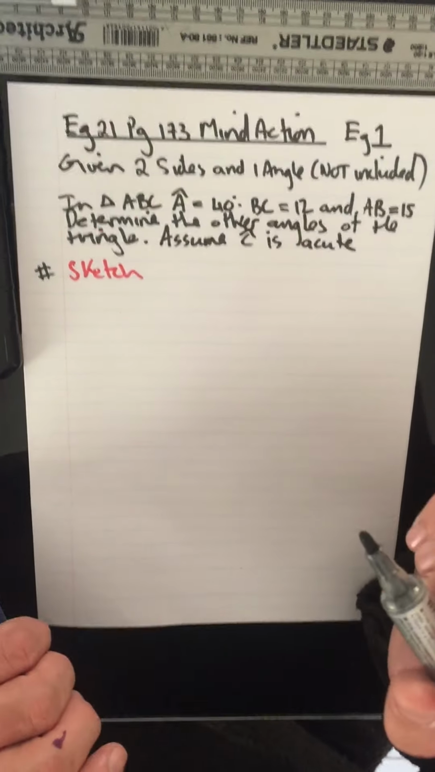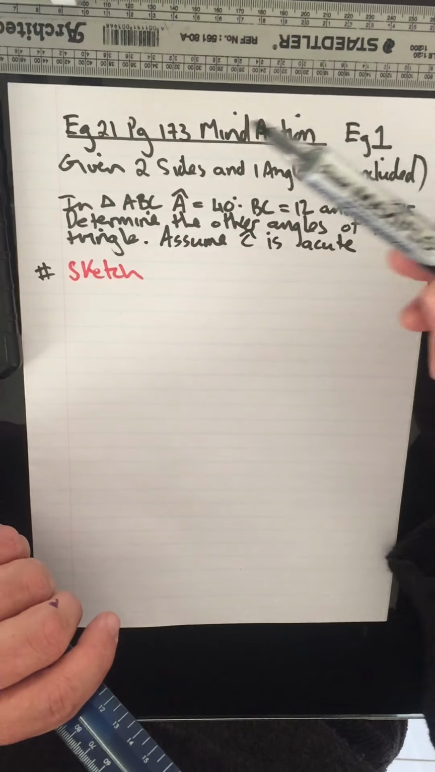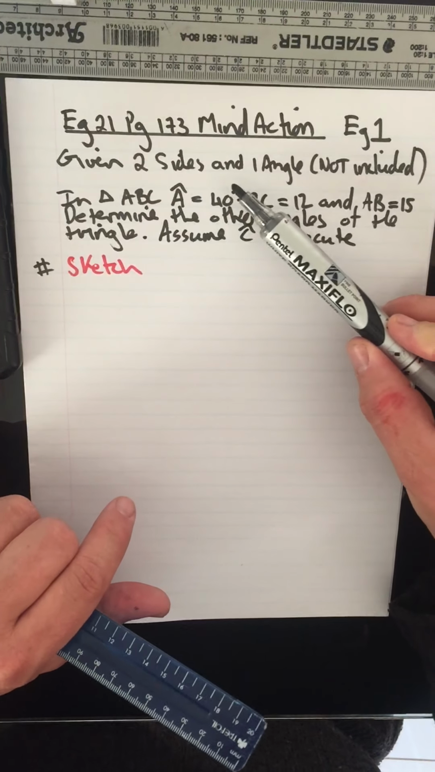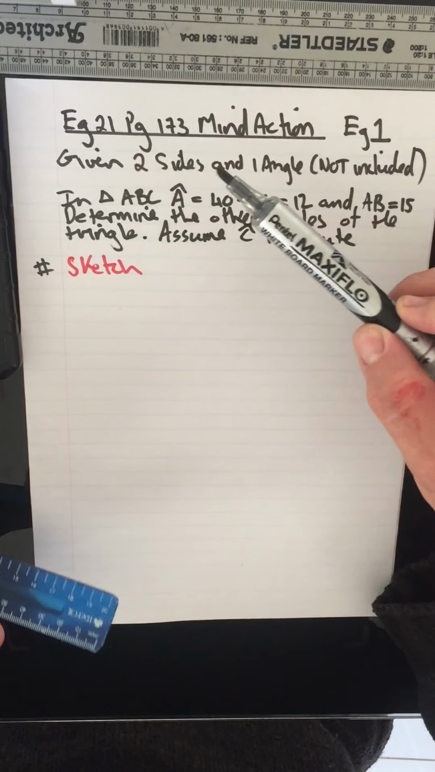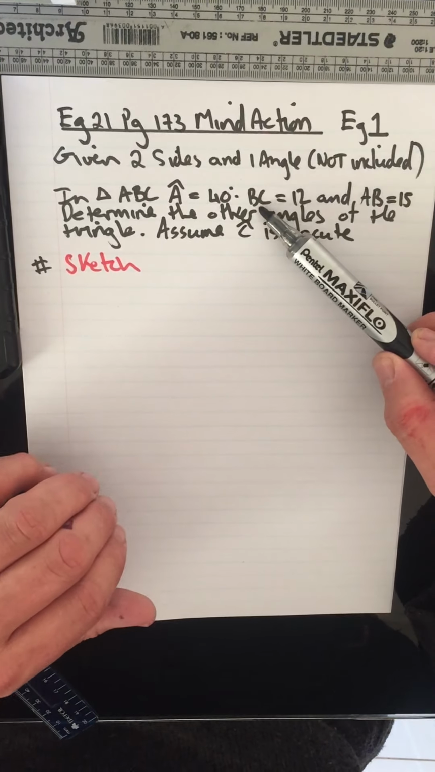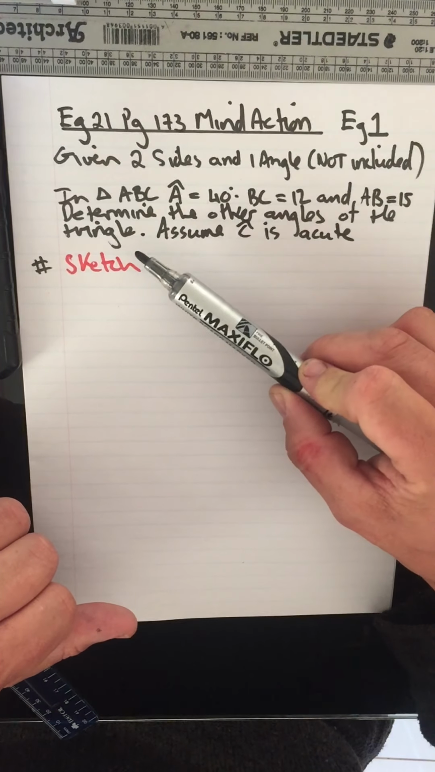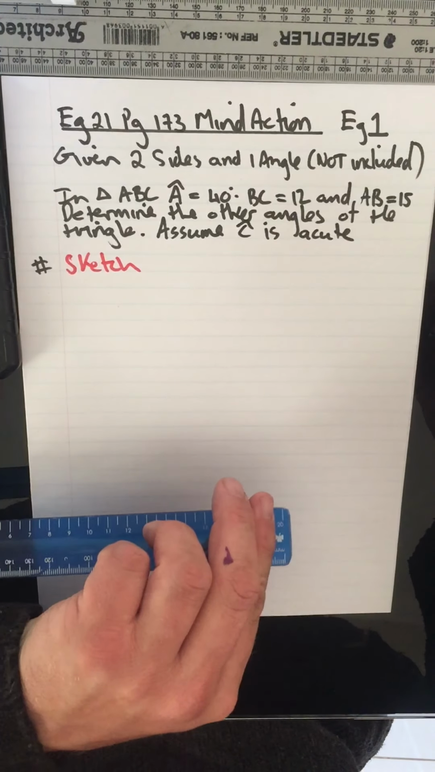Welcome back. We're going to have a look at two examples on the sine rule. Here we are given two sides and one angle, and I need to stress it is not included. So let us have a look at the example. It says in triangle ABC, A is 40, BC is 12, and AB is 15. Determine the other angles of the triangle. Assume C is acute.